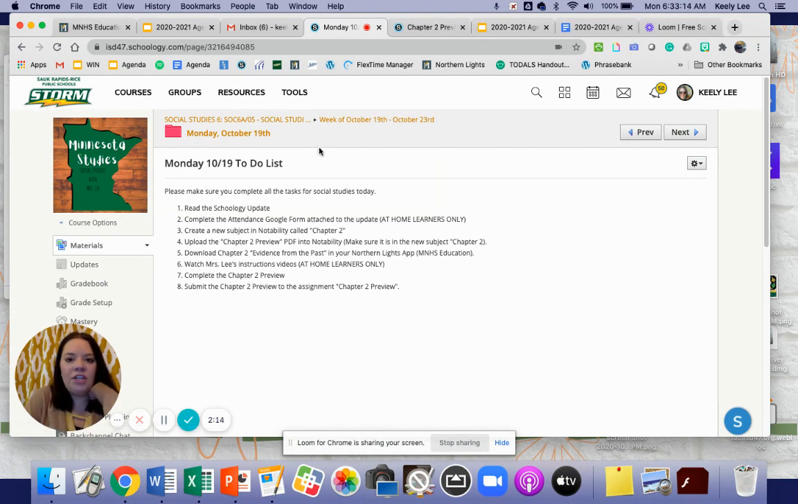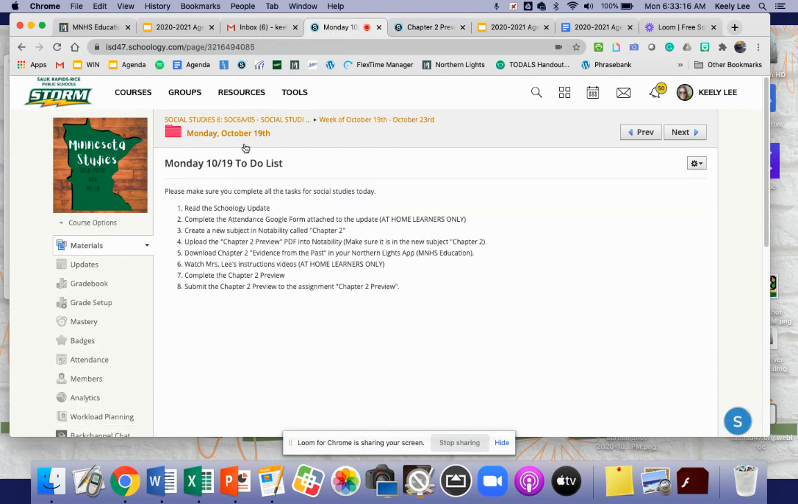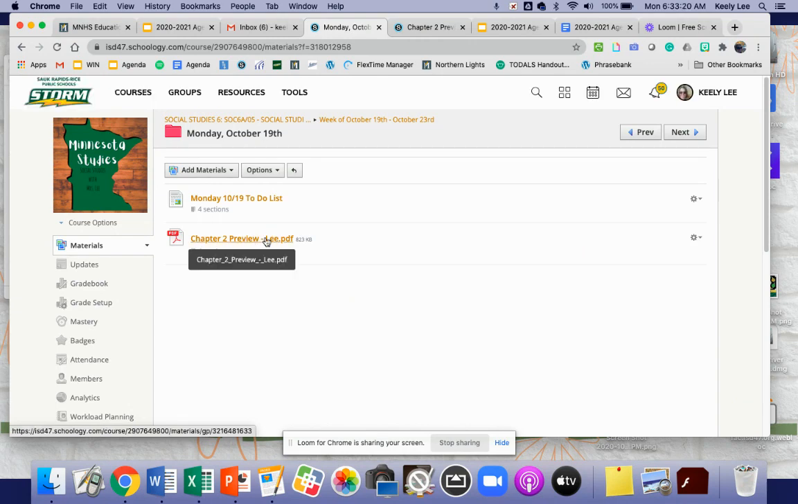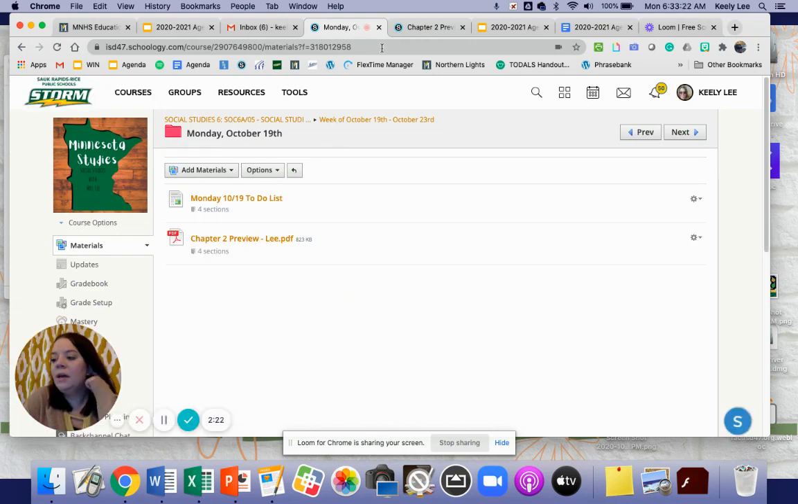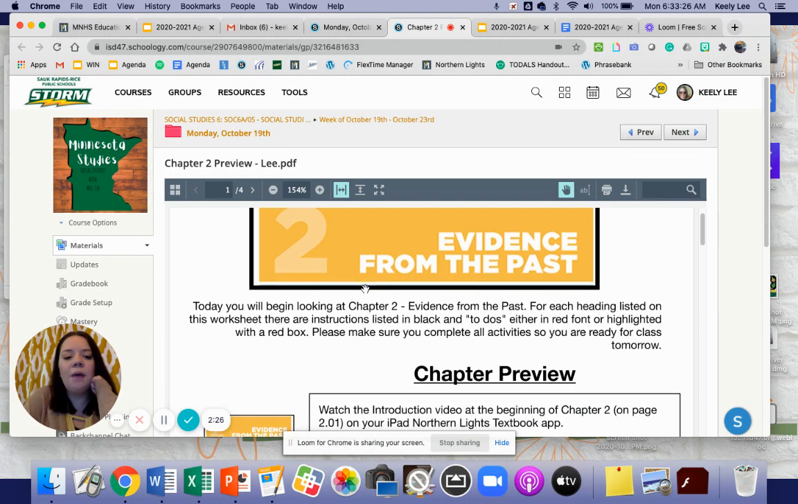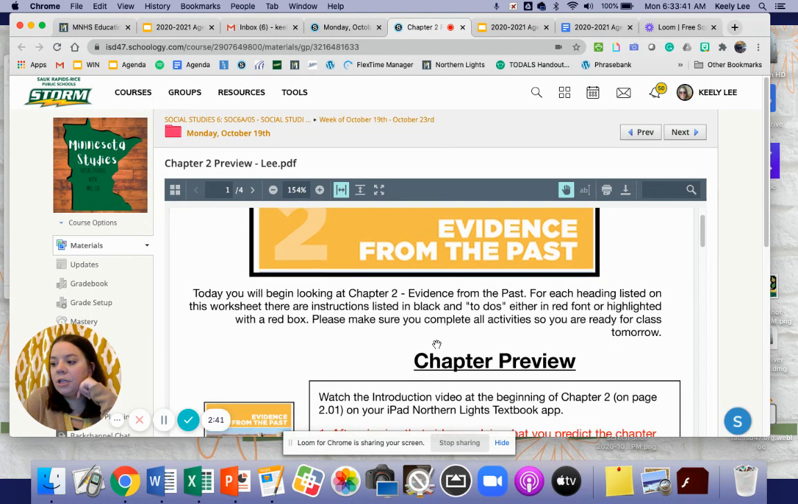And now let's look at that chapter preview. So in our folder for the day, you're going to upload this into Notability. And then in our Chapter 2, today you will begin looking at Chapter 2, Evidence from the Past. For each heading listed on this worksheet, there are instructions listed in black and to-dos either in red font or highlighted with a red box. Please make sure you complete all the activities so you are ready for class tomorrow.